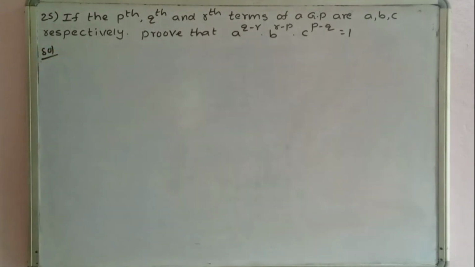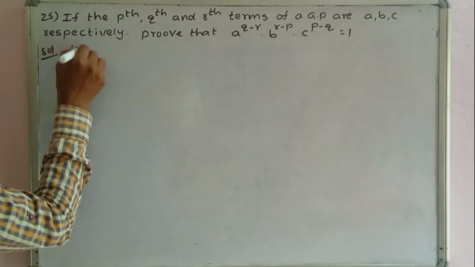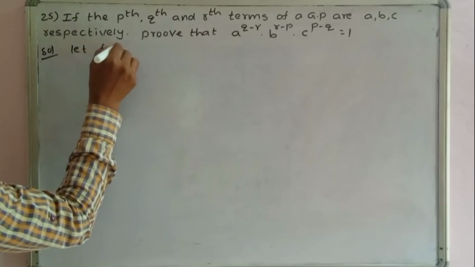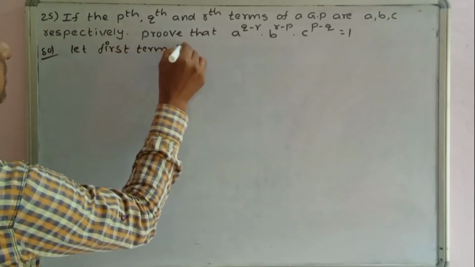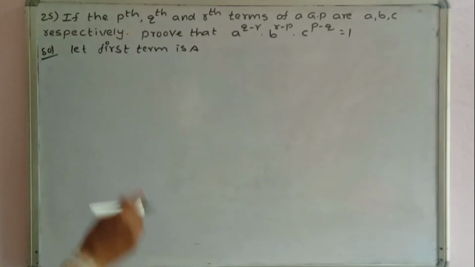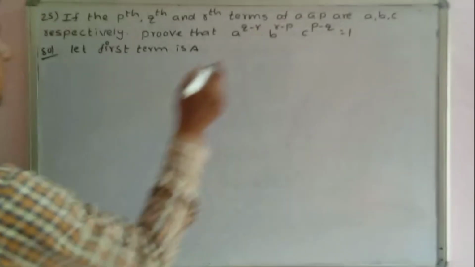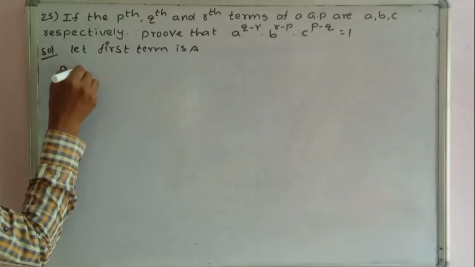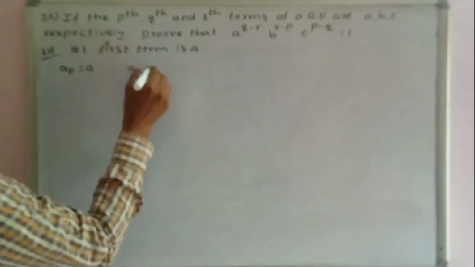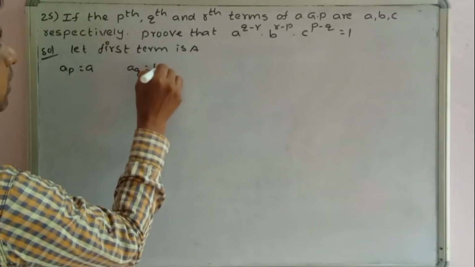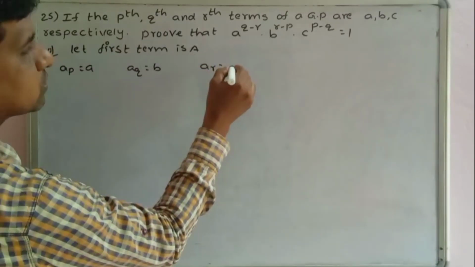Let the first term be say A. First term is A. So the Pth term, how much? That is A_P equals A. Next, the Qth term, A_Q equals B. And the Rth term, A_R equals C.